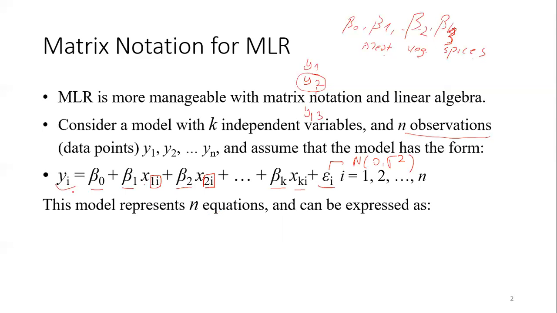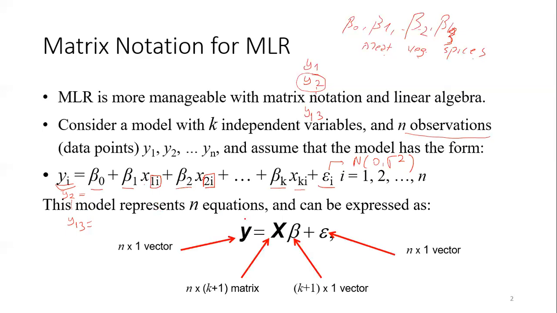Just go back to the food like rate example. I have the first group y1, then y2, up to y13. So I have 13 equations here, right? And it can be expressed in this notation: y equal to x times beta plus epsilon.